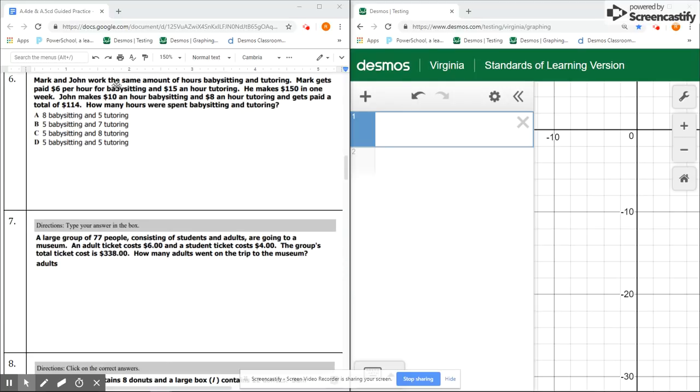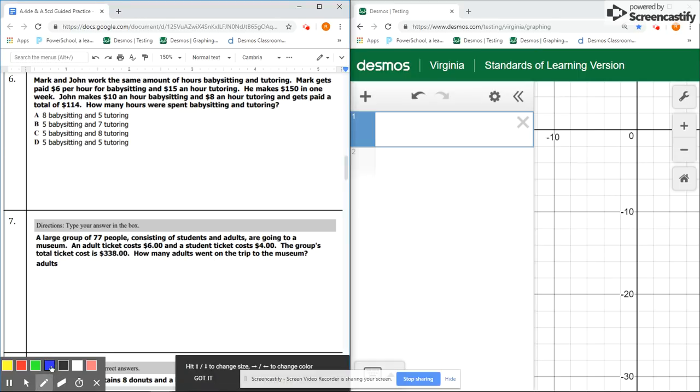Mark and John work the same amount of hours babysitting and tutoring. Mark gets paid $6 per hour for babysitting and $15 per hour tutoring. He makes $150 in 1 week. John makes $10 an hour babysitting and $8 an hour tutoring. He gets paid a total of $114. How many hours were spent babysitting and tutoring? Okay, so we have a lot of stuff going on here.